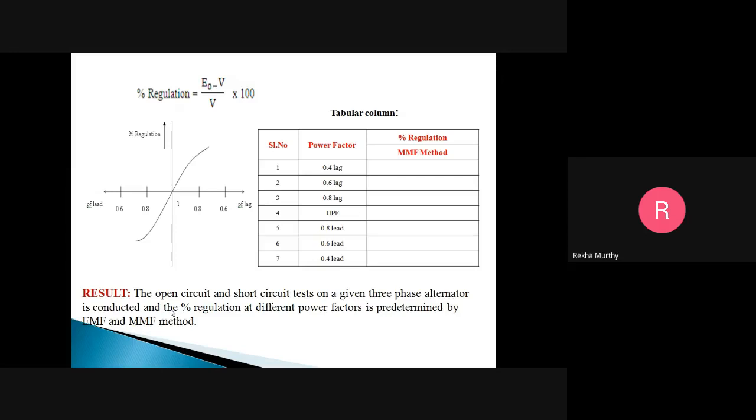Usually in the EMF method, we will get a higher value than what we are expecting. That is why we perform the MMF method. Usually the regulation will be a lesser value, so we will get a lower value compared to that of the EMF method. The MMF method is more preferable.